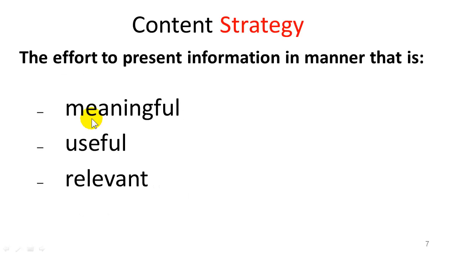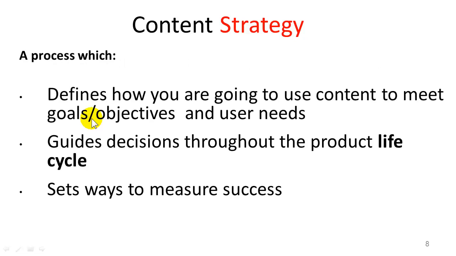And a content strategy is the effort to present this content or information in a manner that is meaningful, useful, or relevant. Content strategy is actually a discipline in and of itself, which defines how you are going to use the content to meet your goals and objectives and user needs. So you see that we are going back to our first element, the strategy. It is a process which guides the decisions throughout the entire life cycle of the product being developed. And it also will help us set ways to measure success.